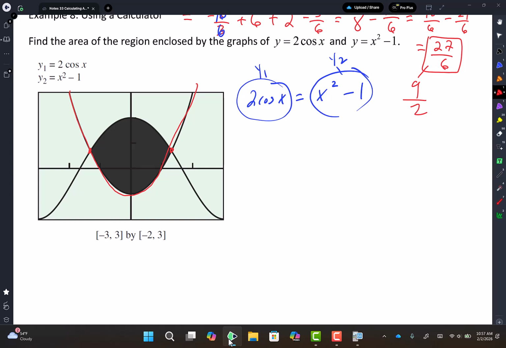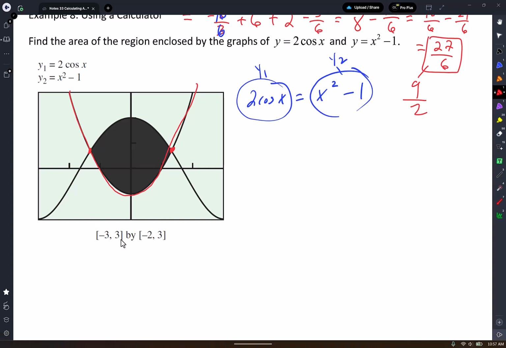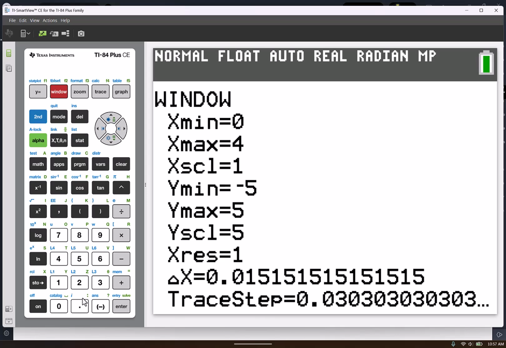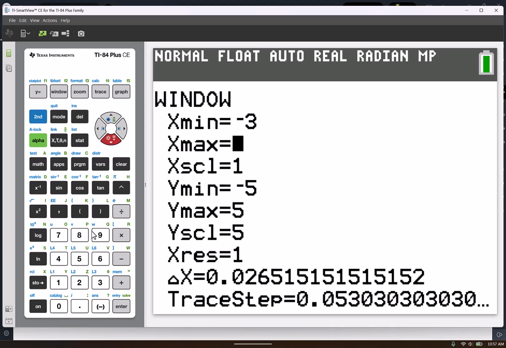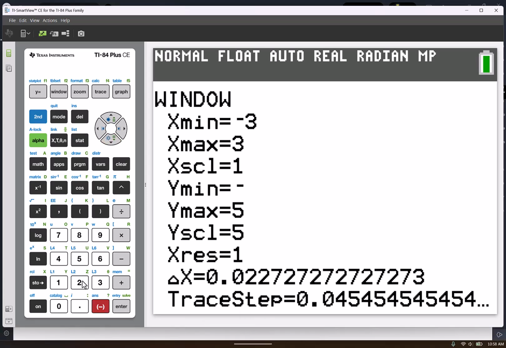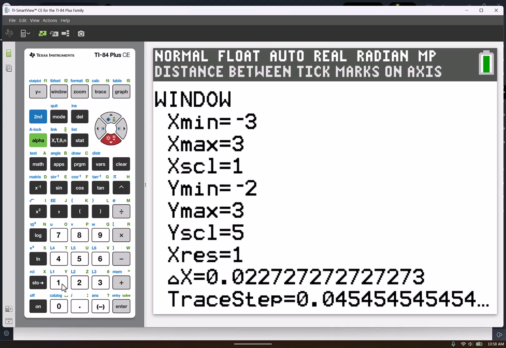So here we go. You've got to find the intersection. How do we find the intersection? Well, you see this right here, negative 3 to 3 and negative 2 to 3? So that's what I'm going to put in my window. X min, negative 3 to 3. And y min, negative 2 to 3. And I'm going to put y scale 1 here.